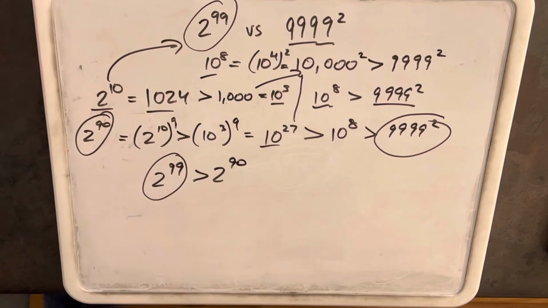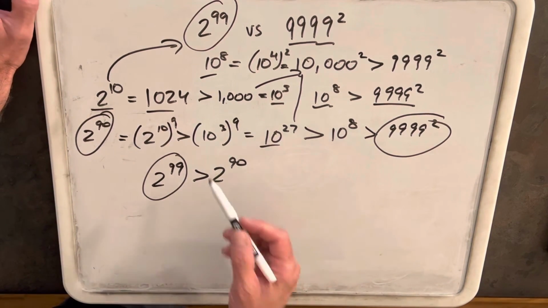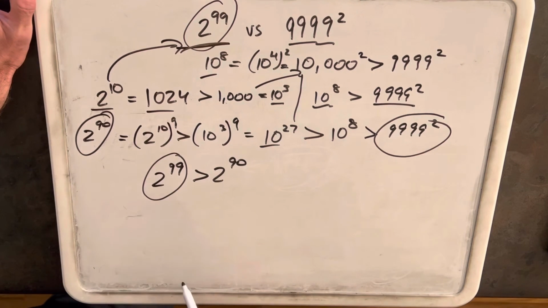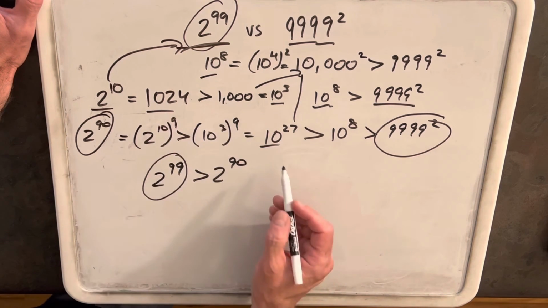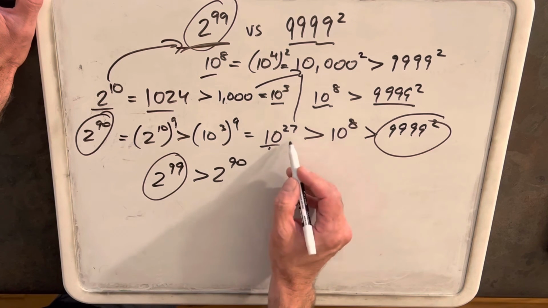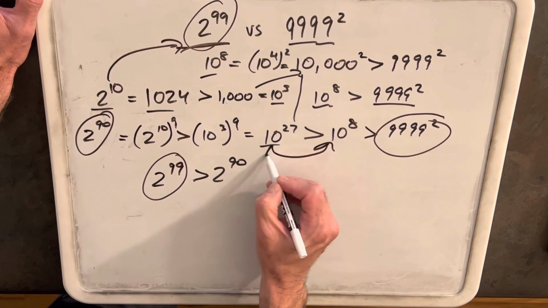So I think there's actually a moral behind this problem, and it's that 2 to the 99th is actually way bigger, and it's pretty easy to see because the real thing is right here, this isn't even close.